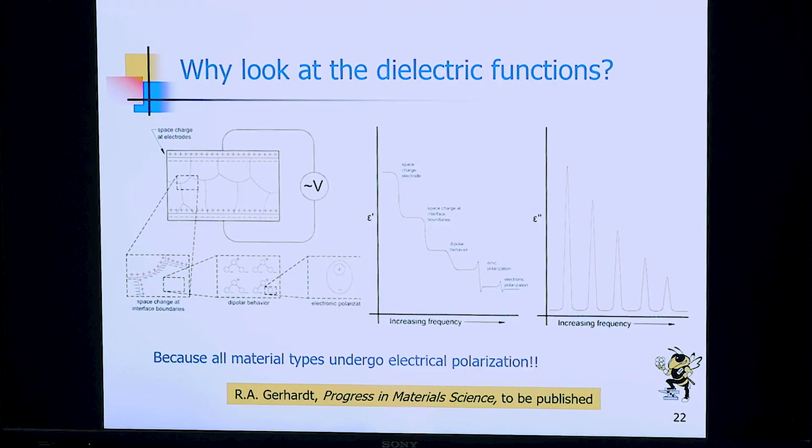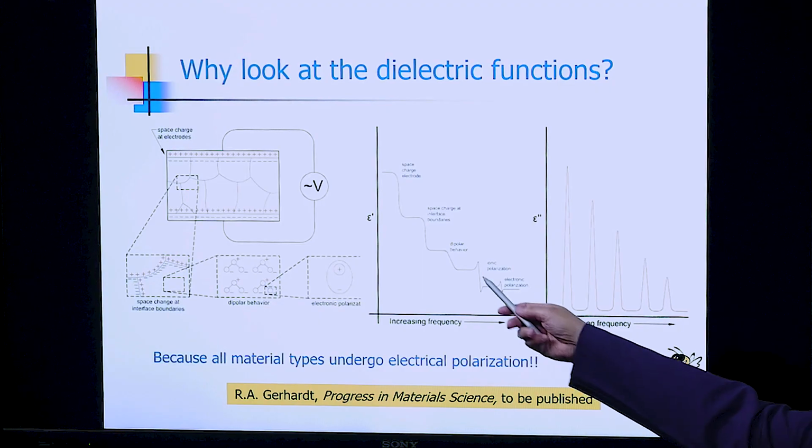So why is it that we need to look at all these different functions? I've mentioned impedance, admittance, now dielectric permittivity. And the reason is that all materials contain charged objects, beginning with atoms. Atoms have protons and they have electrons. So in the presence of an electric field, they're going to separate. The center of positive charge is going to be in a different position to the center of negative charge.